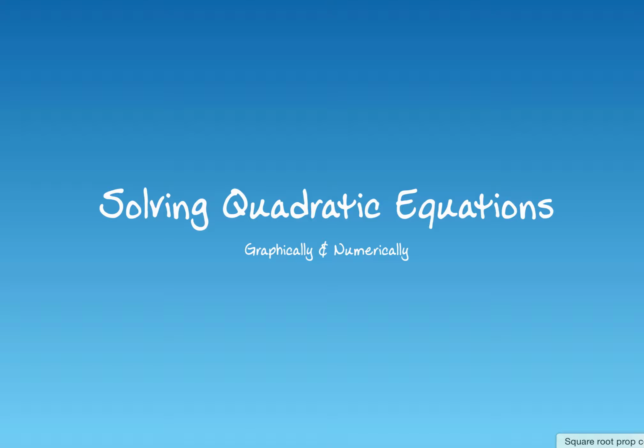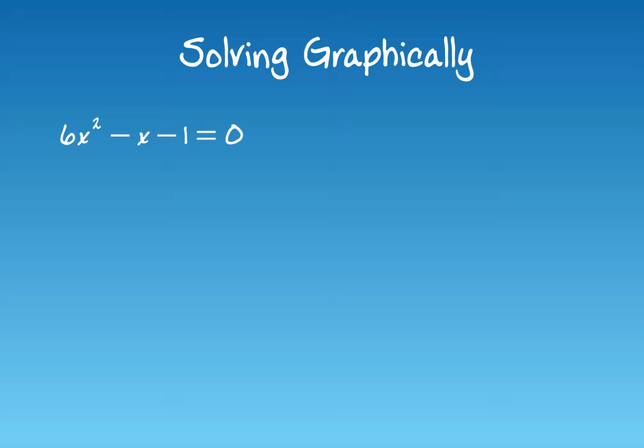In this lesson, we're going to solve quadratic equations graphically and numerically. Okay, so let's look at this quadratic equation. We have 6x squared minus x minus 1 equals 0. And we're going to solve this using our graphing calculator.